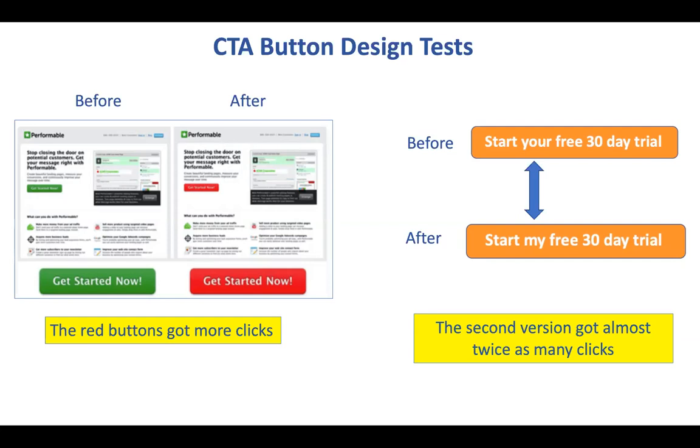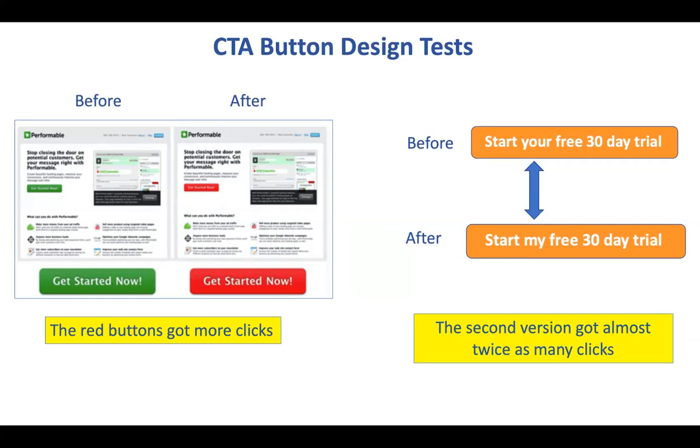So I guess they went with the red buttons. But look at the example on the right. These two buttons are absolutely identical with the exception of one word. In the first one, it says "Start your free trial." And the other one says "Start my free trial." And the second one got almost twice as many clicks.